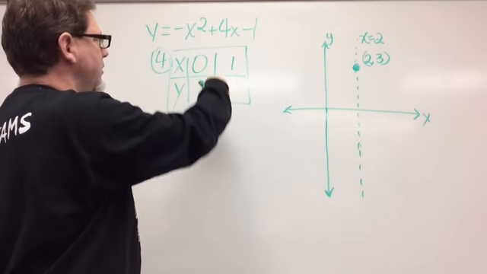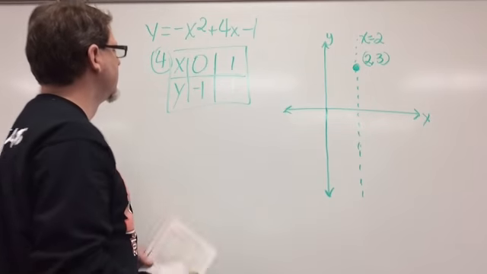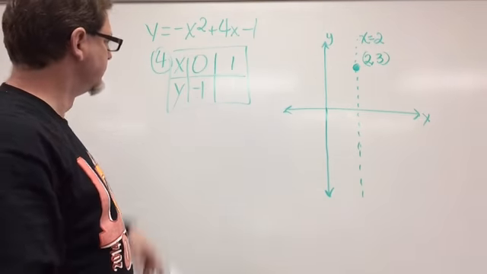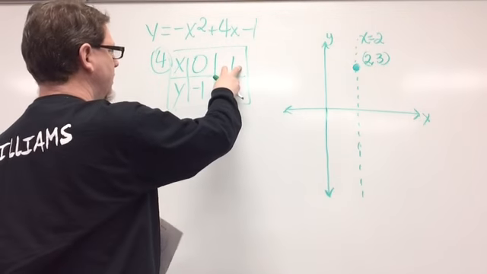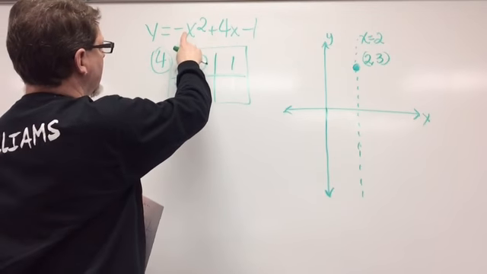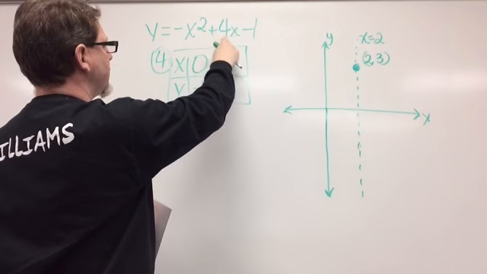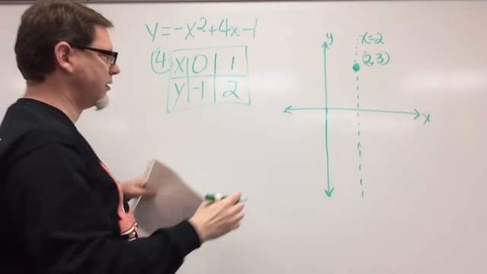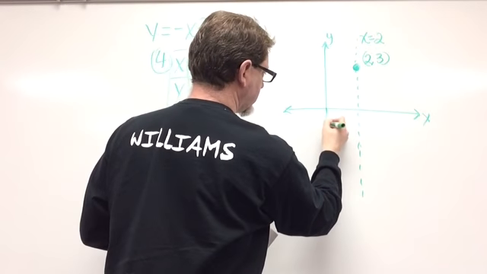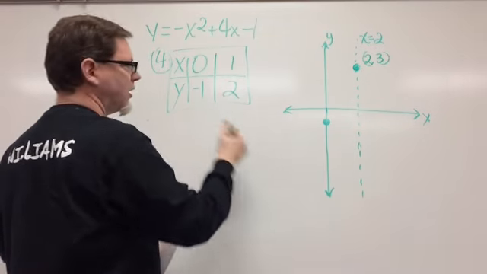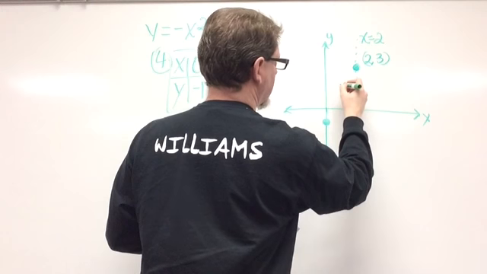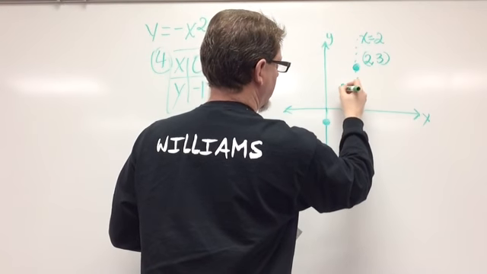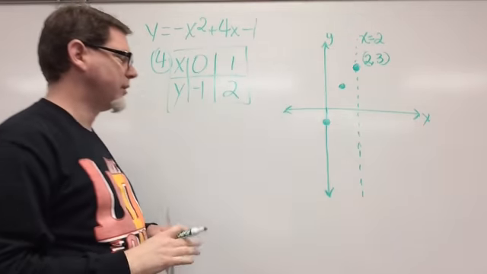So when I plug 0 into my equation, I get negative 1, because 0 plus 0 is 0 minus 1 is negative 1. When I plug 1 in, I get negative 1 plus 4 is 3 minus 1 is 2. So there are my other 2 points. 0, negative 1, and 1, 2. 2 is going to be about right there. So there are my 2 points.